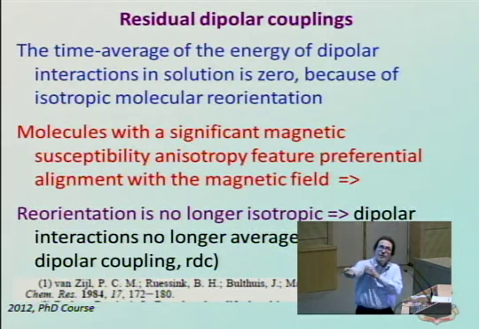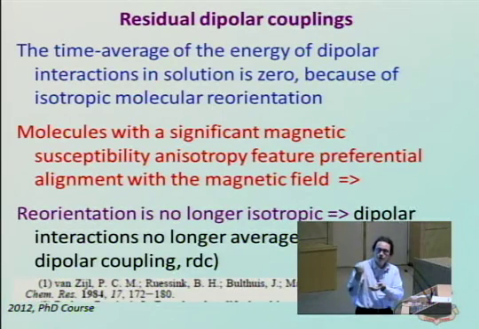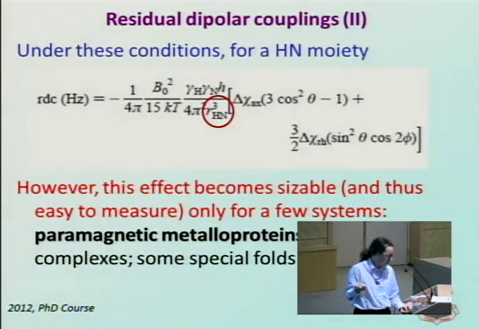Residual dipolar couplings are another kind of restraints, and they are due to the fact that if the protein is partially oriented in solution, you do not get averaging of dipolar interactions. So you have what is called the residual dipolar coupling, which actually depends on the orientation of the protein with respect to the magnetic field.